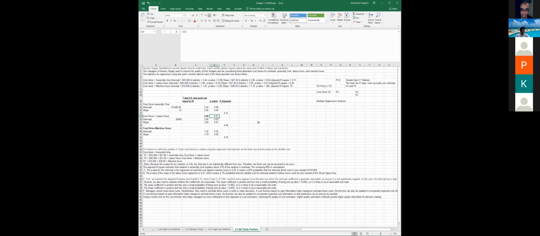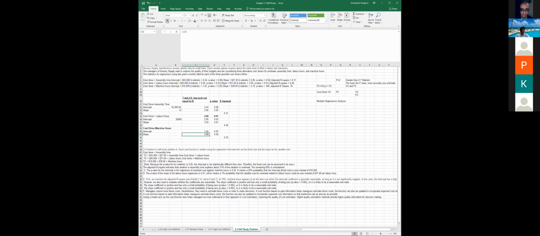Like that, okay. And for the machine hours, let's say we have the same value. So the T starts as 3.19 and the P value as 0.05. So if you ask the question, which one is the cost driver, what do we pick? Because right now, we went for the machine hours because the t-stat and the p-value are all accurate, like above 3, right? They have higher figures.